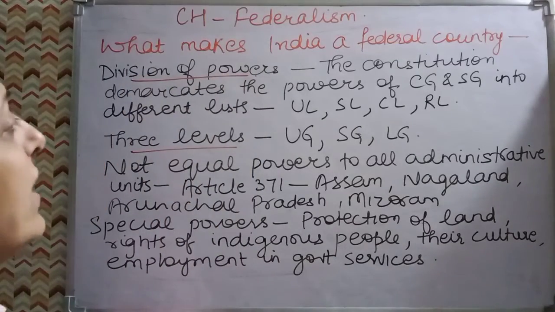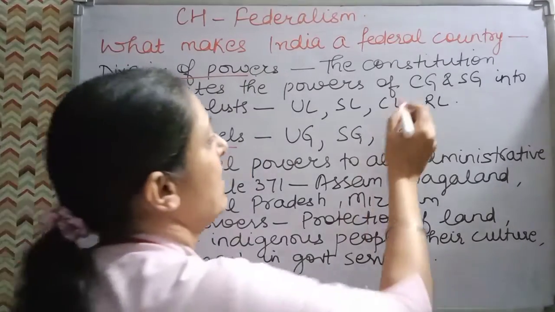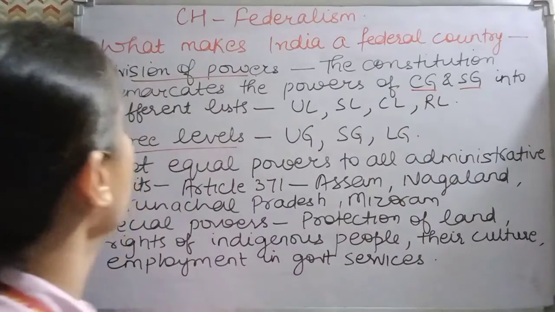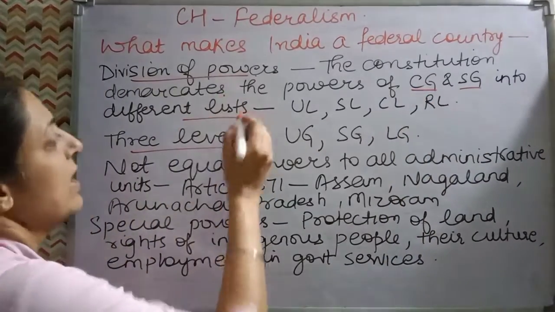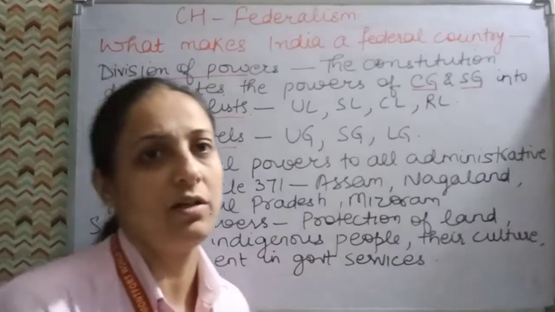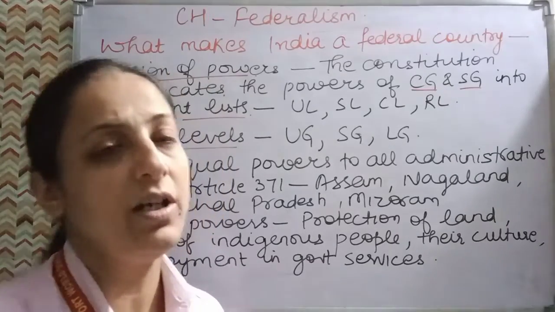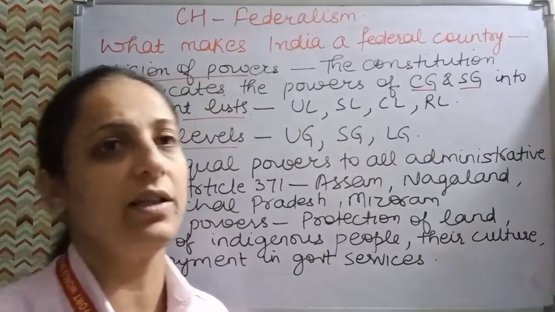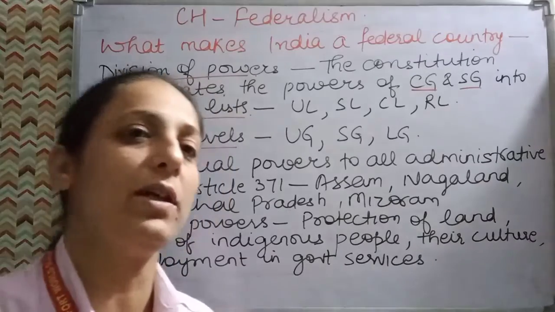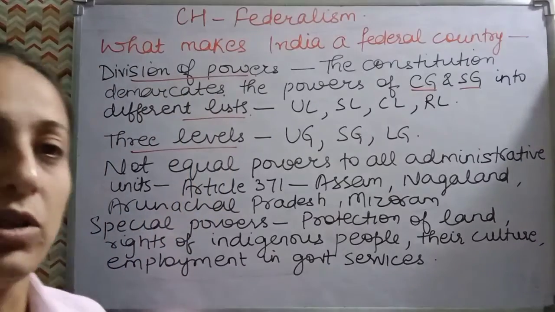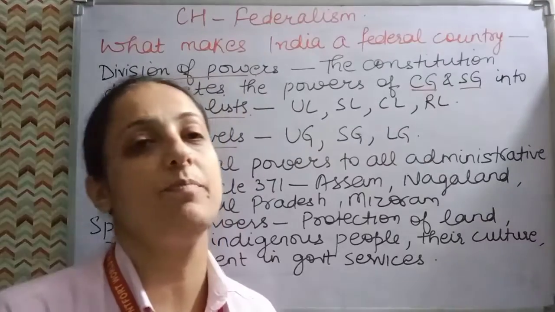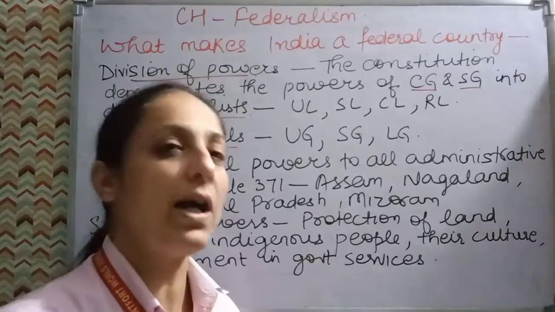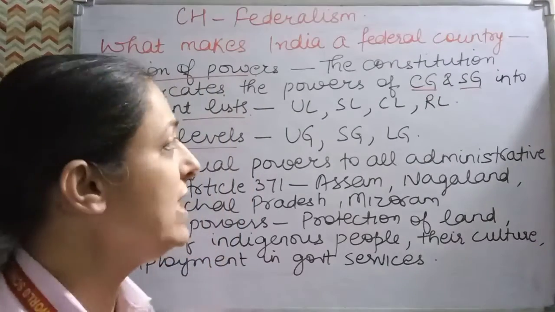The constitution demarcates the power of the central government and state government into different lists. Who will make law in which area? The central government will make the law where, then the state government, and then where both governments can make a law. So everything is specified in the constitution. Their legislative powers are completely demarcated and divided according to these lists.